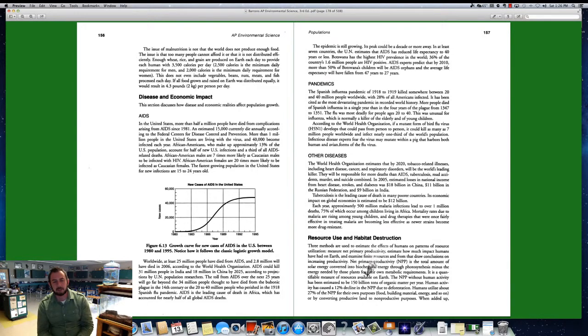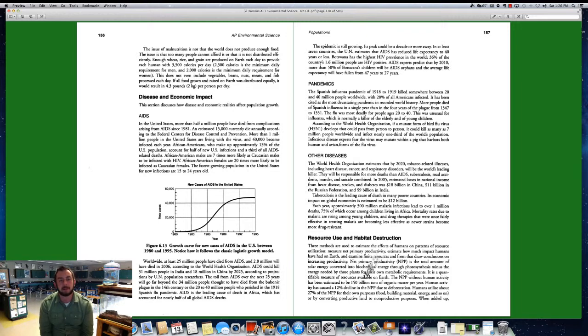And the textbook, or the new edition of the A.P. Barron's book, talks a lot more about AIDS than this one, but we'll kind of hit on some of those things there. Taking a look at AIDS. In the United States, more than 500,000 people have died from complications arising from AIDS since 1981. An estimated 15,000 currently die annually, according to the Federal Centers for Disease Control and Prevention.